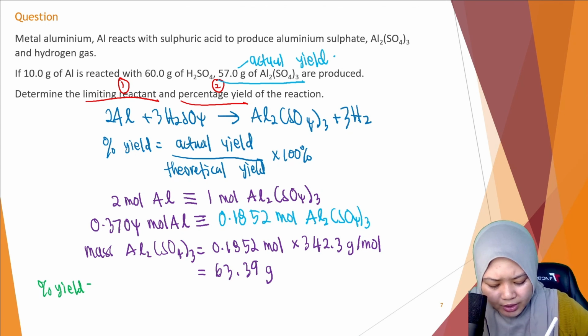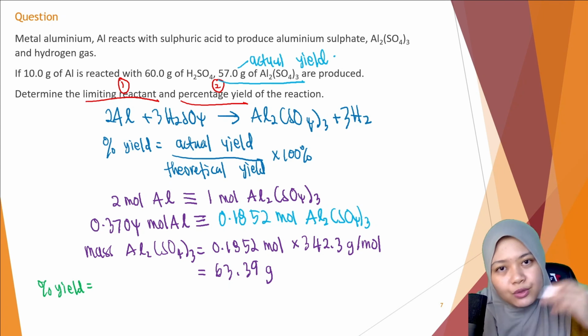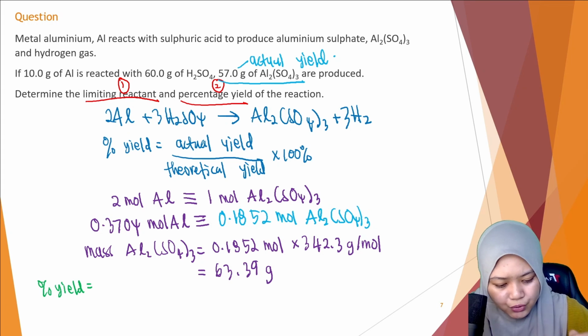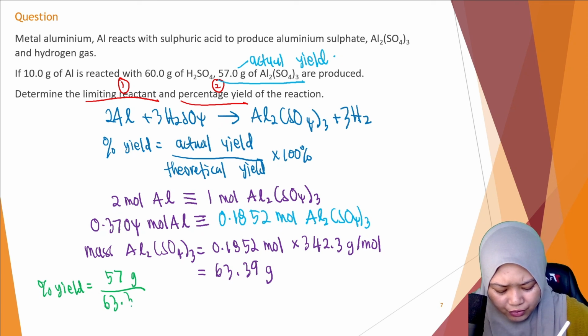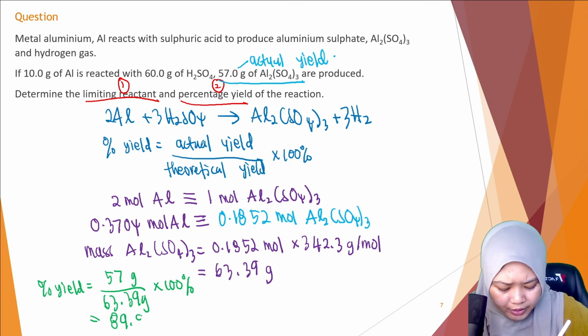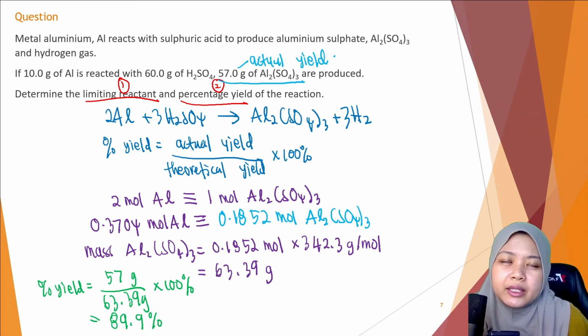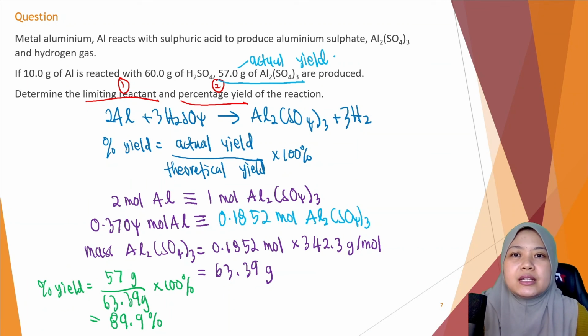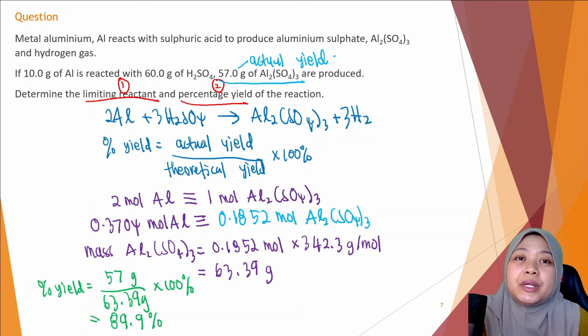Percentage yield. Okay, formula dah tulis kat atas, so tinggal substitute sahaja. Actual is 57 gram divided by 63.39 gram times 100%. You will get 89.9%. Boleh tak nak tulis 90? Boleh, tak masalah. So this is the percentage yield for aluminium sulfate.